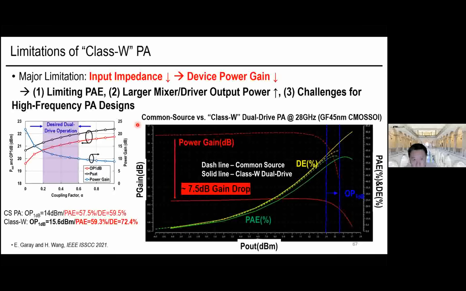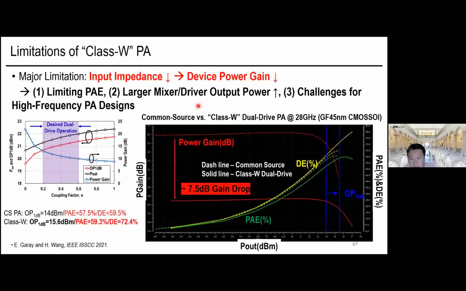we also should not overlook the limitations of this topology, right? The major issue I want to point out is that since we are driving the gate and source together, the total PA input impedance, if we lump them together, will actually drop substantially. This lowers the device power gain. As a result, despite the PA having very high gain in the drain efficiency, the actual achievable PA gain will be more limited, right?